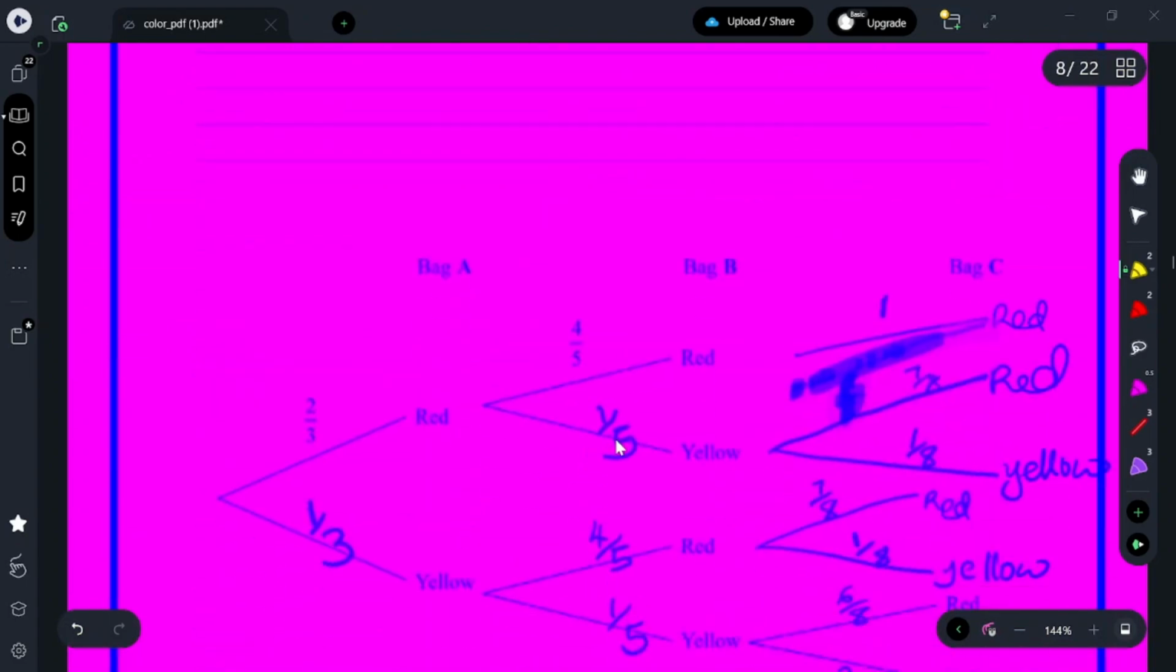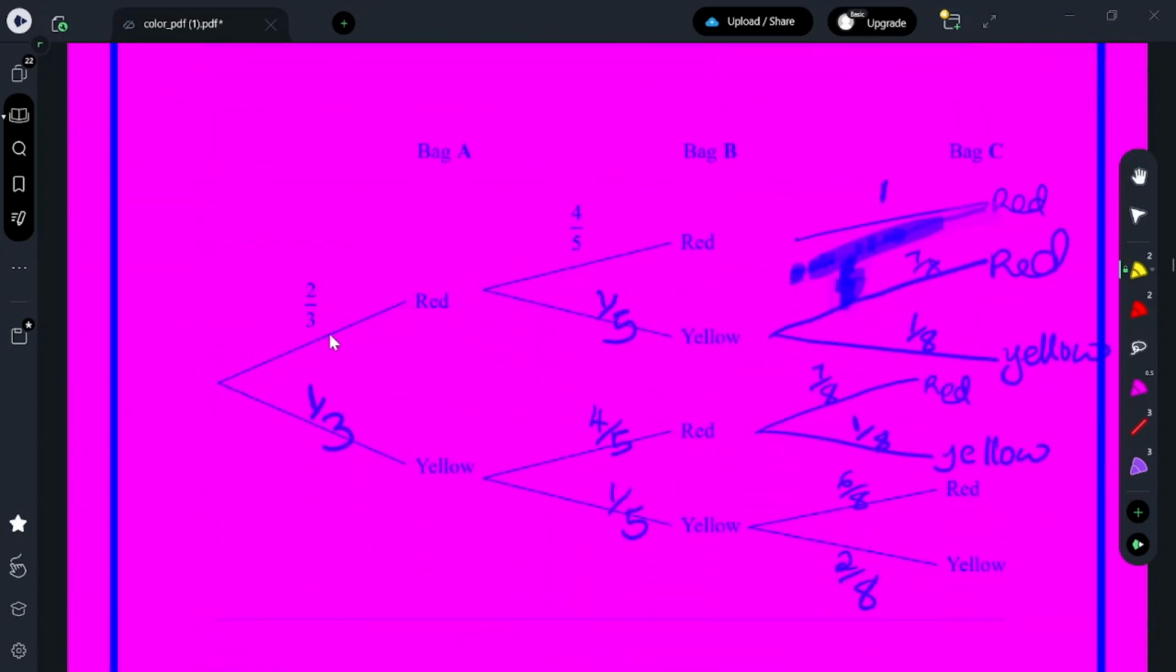So the tree diagram is down here. We have the probability of picking a red ball from bag A, which is 2 over 3. So we can get the probability of getting a yellow ball from A, which is 1 over 3. Then we have the probability of getting a yellow ball from bag B, which is going to be 1 over 5. Then we are going to have the probability of getting a red ball from bag C being 1, because the balls in C were all red and we have added 2 more reds. This is supposed to be 8 out of 8, which is simply 1.